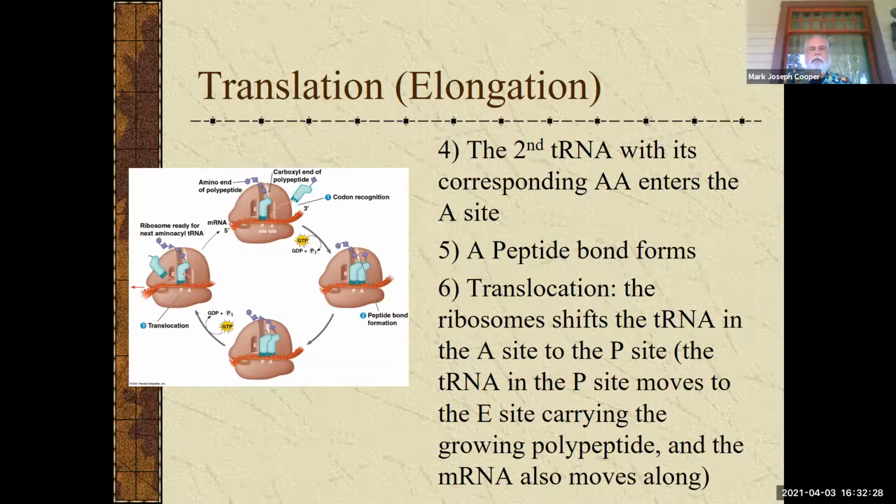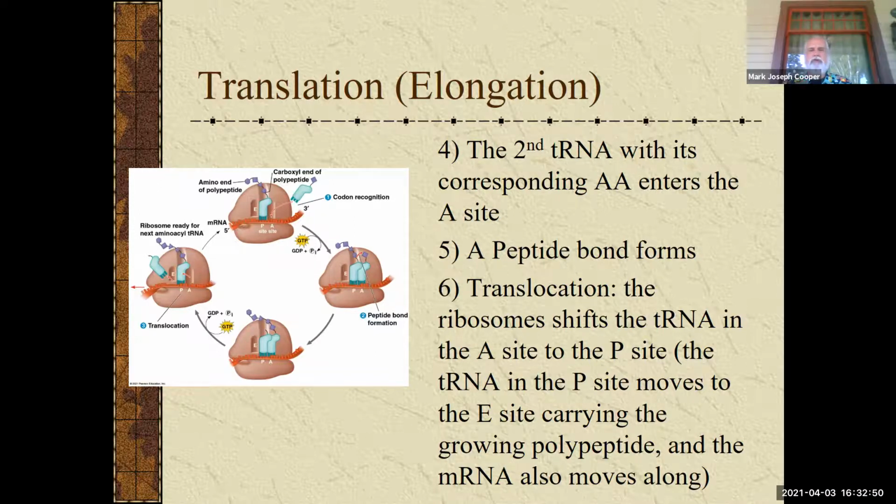Okay. That is initiation. Elongation now. What happens is the second transfer RNA with its corresponding amino acid slides into the A site. So now you have 2 amino acids sitting next to each other. Then a peptide bond forms between the 2 amino acids.